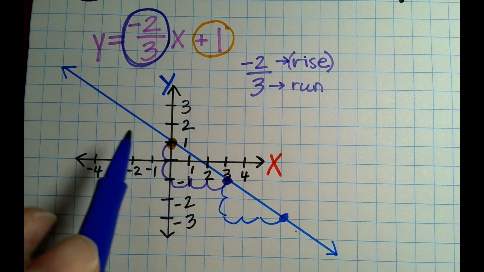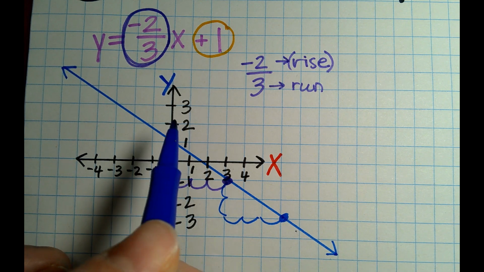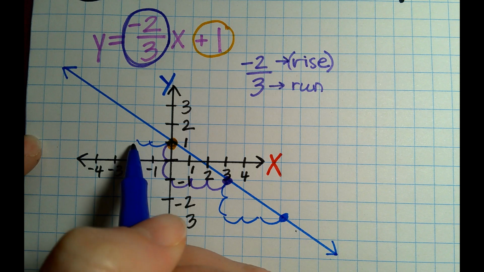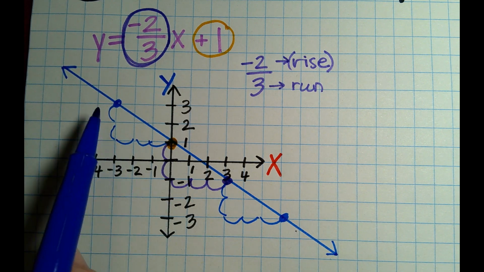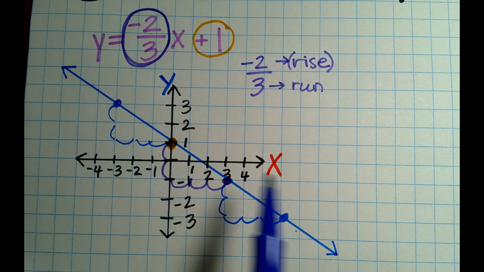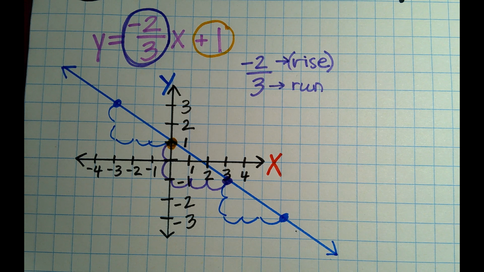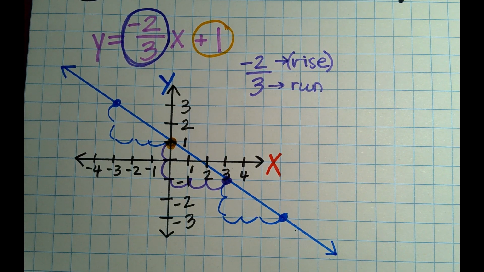I could even do it in reverse. I know I'm going over 3 this way and up 2. If I went backwards, 1, 2, 3, up 2. There's another point. You see that? It will continue on forever in both directions. Right? I think it's cool too. It literally tells you exactly how steep it will be, and that steepness never changes. I think it's really neat too. Okay, so there is our first line. Very nice.